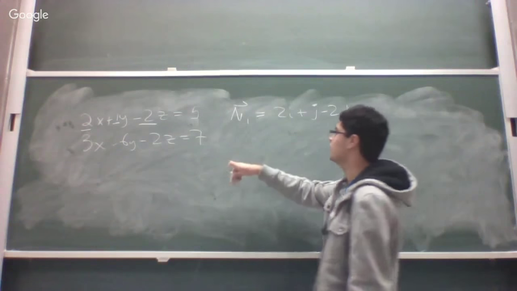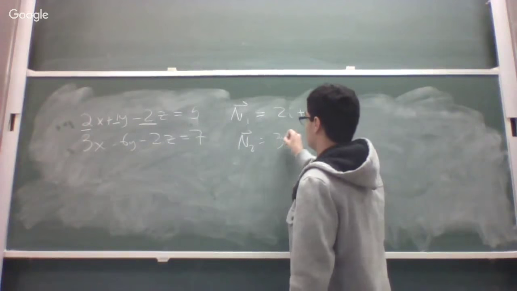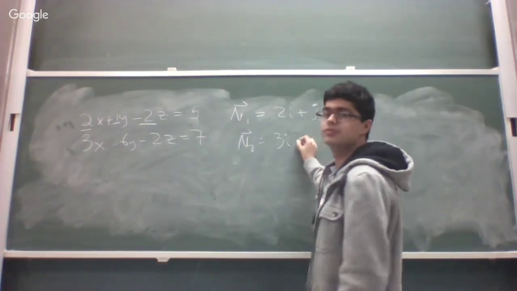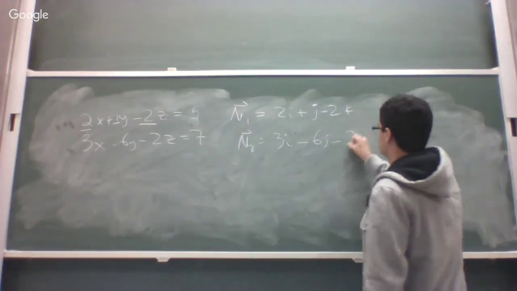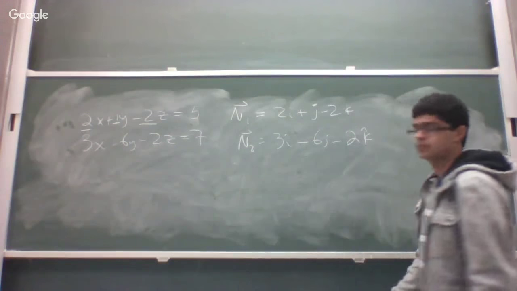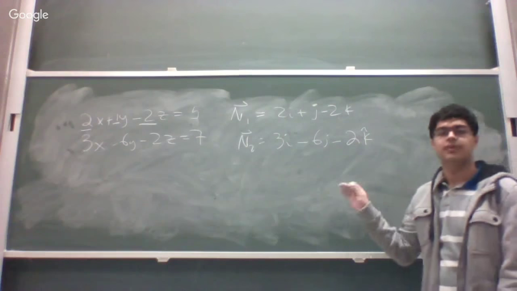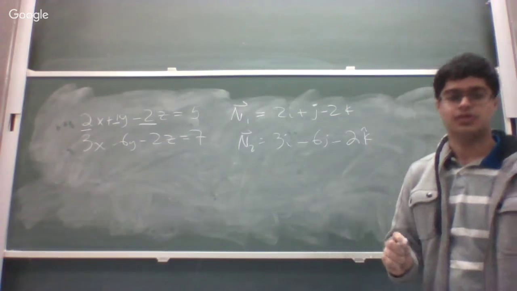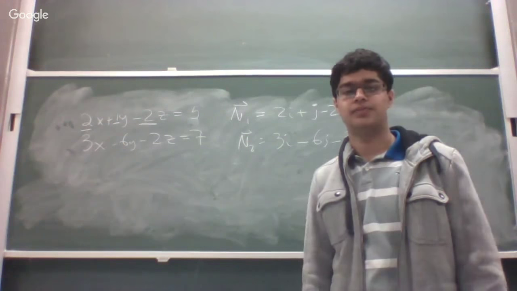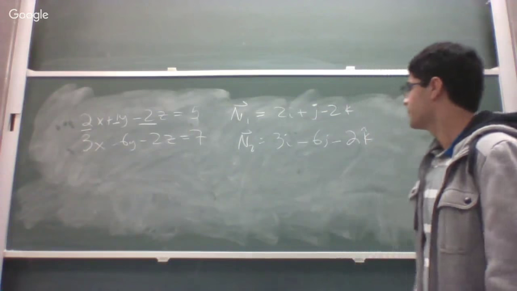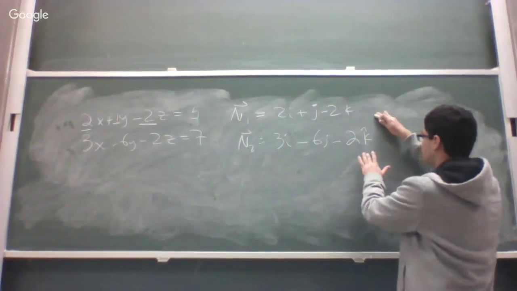So who can tell me the equation for N2? 3i minus 6j minus 2k. Okay? Make sure you get that connection. And then you have two vectors here.